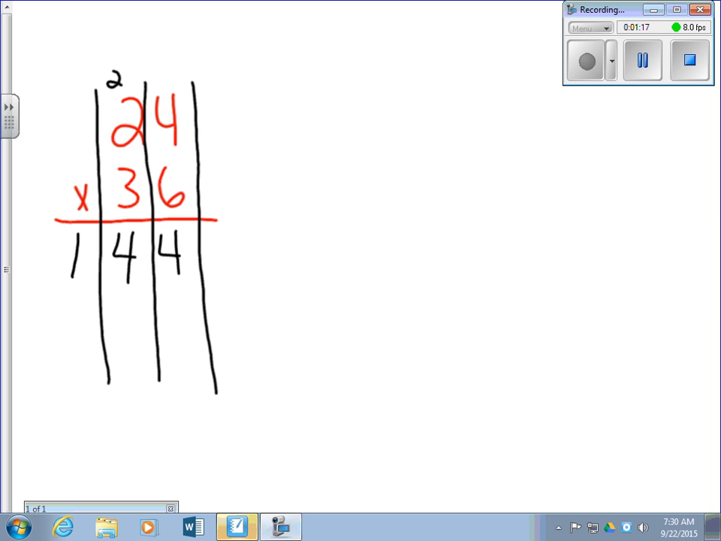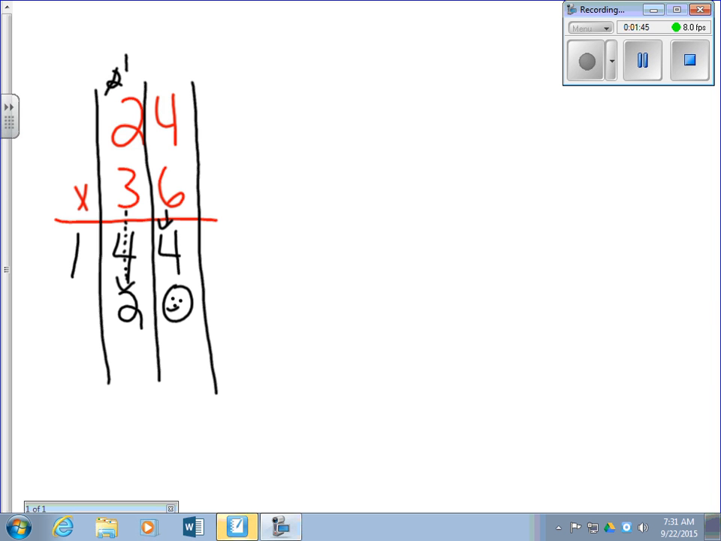Okay, now I started multiplying with the ones, and as you can see, my first answer goes right under the ones. Now I'm going to start multiplying with the 3 tens, and my first answer will go right under the 3 tens, and I'm going to put a place value 0 here in the ones. So my 3 times my 4 is my 12. I put down my 2. I need to mark that 2 off that I carried already, and I carry my 1.